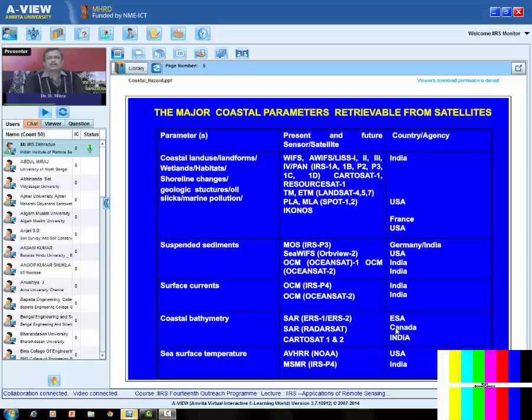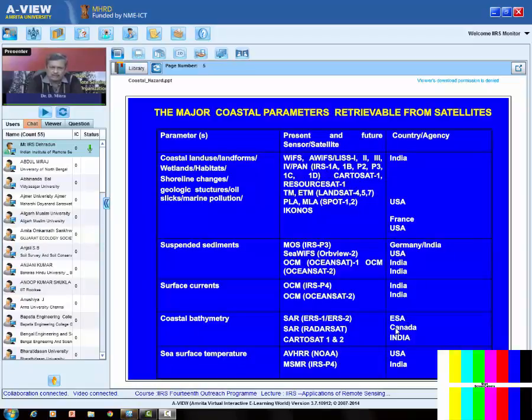Now we come directly to the coastal disasters. First, most important, let us see what the various kinds of coastal parameters are which you can retrieve from the satellite data, both active and passive. I am talking only about spaceborne satellite data. In this table, in the first column I have put various kinds of parameters. The second is the present and future satellites and sensors. And the third is the country or agency those satellites belong to. Like coastal landforms, wetland habitat, shoreline changes, marine pulse leaks, geological structure.